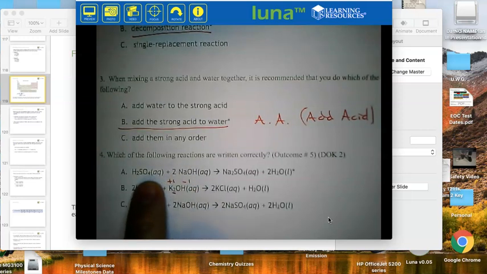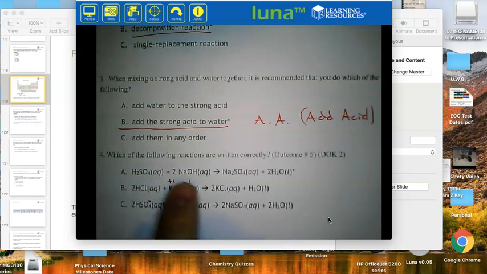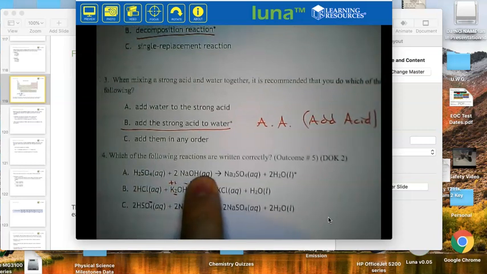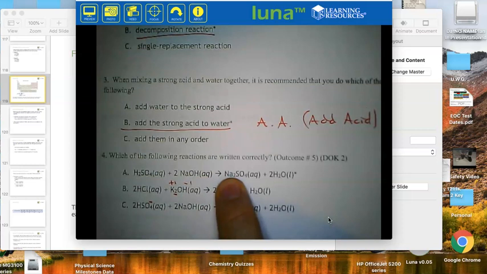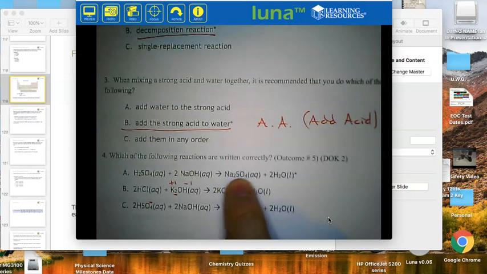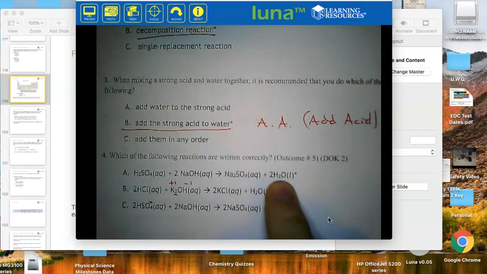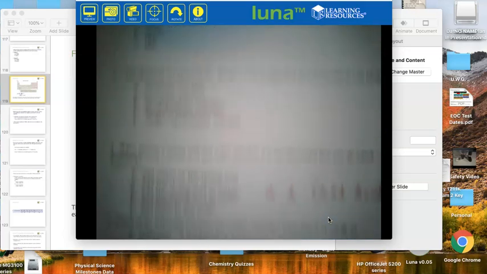This one here, everything is balanced. Sulfate's -2, hydrogen's +1, so you have to have 2 hydrogens to balance out the -2 for sulfate. Sodium is +1, hydroxide's -1, sodium is +1, sulfate's -2. So you need two sodiums to balance out the sulfate, and so the charges are balanced. And here the charges are balanced here. So that's your correct answer for number 4.